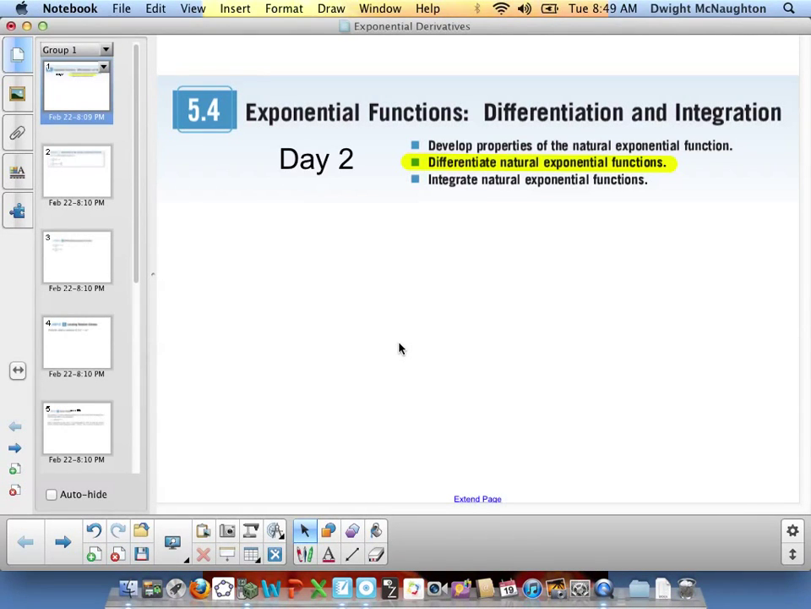Chapter 5.4, Exponential Functions, Differentiation and Integration. Day 2, differentiate e to the x. All right, now, so y equals e to the x is the function we're going to look at right now.